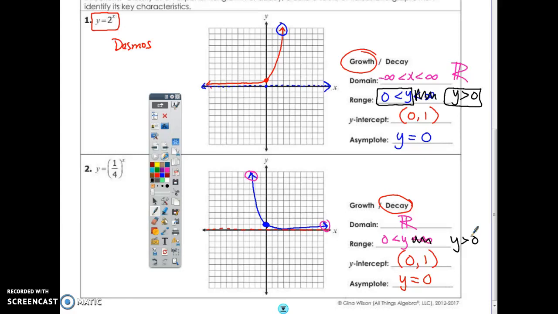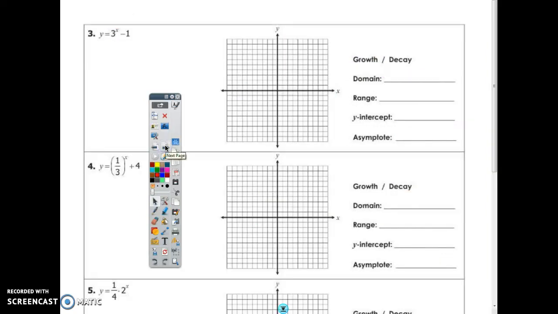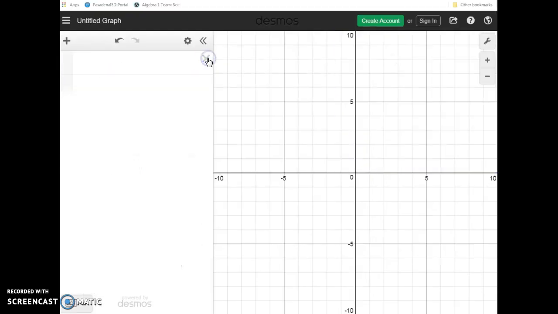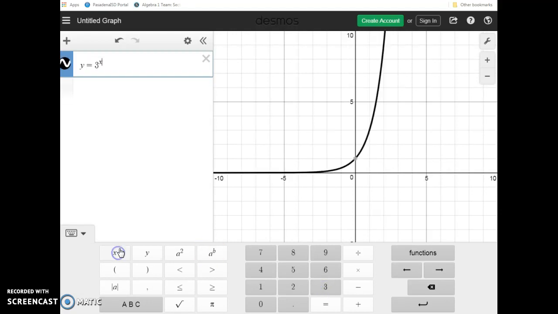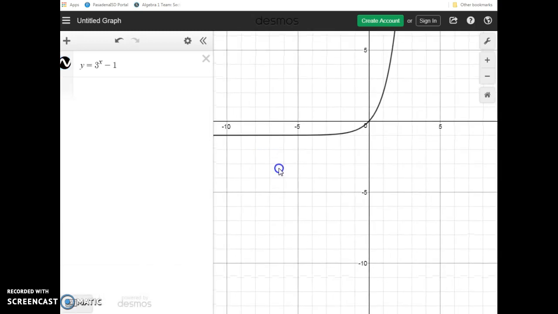Okay? I want you to do the same thing with problem number 3. If you haven't, I want you to pause the video, do it first, see how many you get right when I do it with you. So you're going to put this equation in Desmos and figure out those answers. Okay, so this last one, we type it in Desmos, 3 to the power of x minus 1. So y equals 3 to the power of x. Make sure you bring it back down, minus 1. And it gives it to you right here.